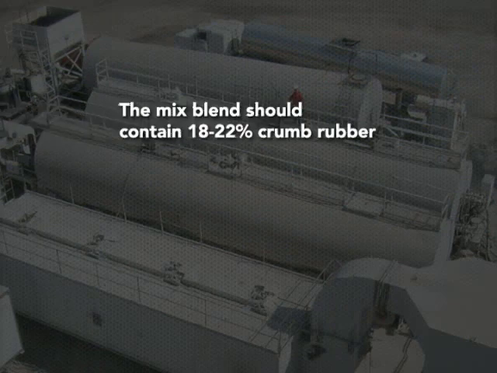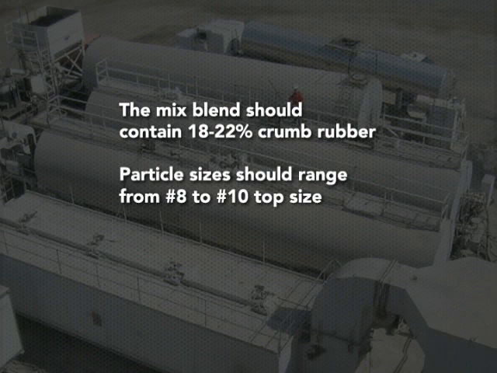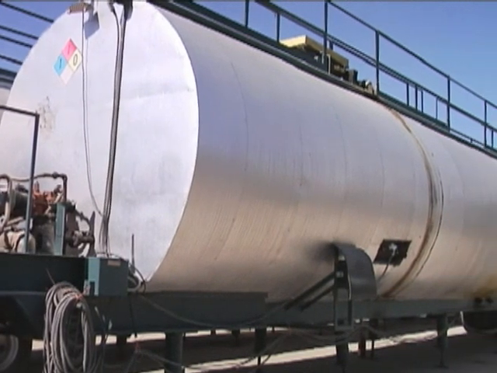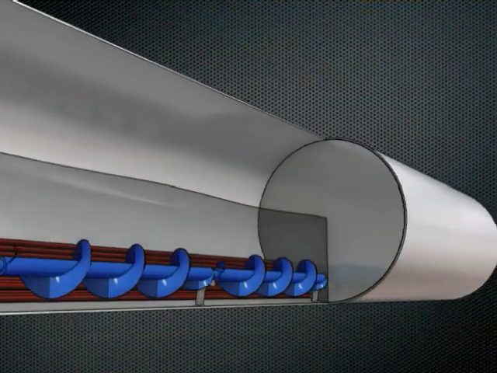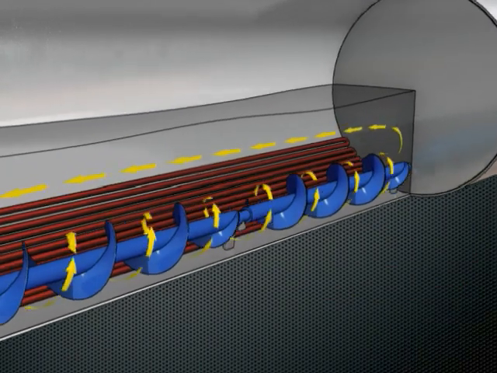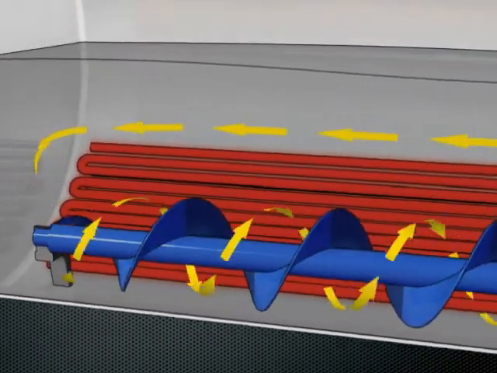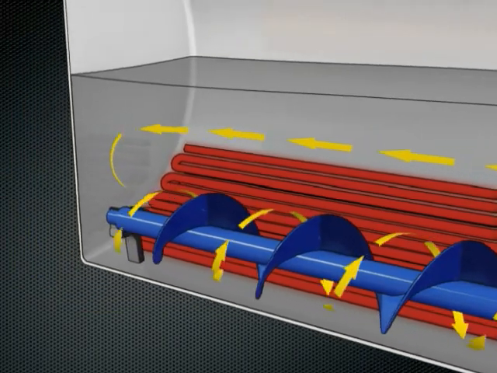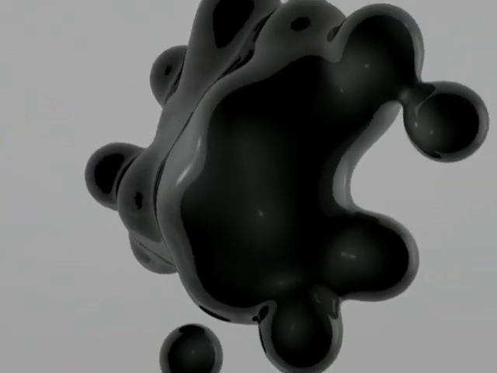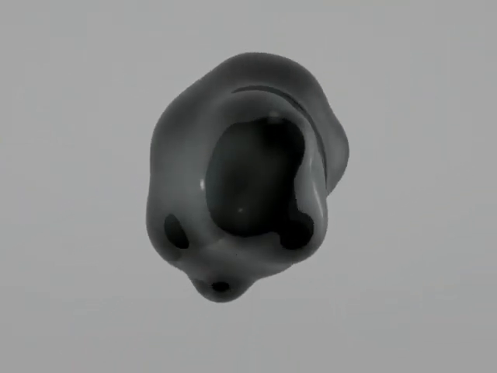The blended mix typically contains 18 to 22% crumb rubber, with particle sizes ranging from number 8 to number 10 top size, and can include extender oils and other additives, such as anti-strip agents. The reaction vessel is a tank that contains motor-driven agitators that keep the rubber particles dispersed in the hot asphalt. This allows the mix to interact for a designated period, typically 45 to 60 minutes, with continuous mechanical agitation. The CRM particles swell and exchange oils with the asphalt cement.